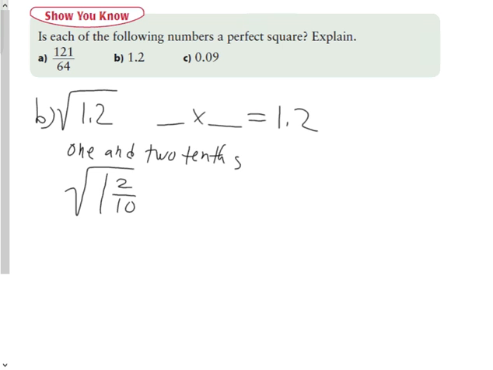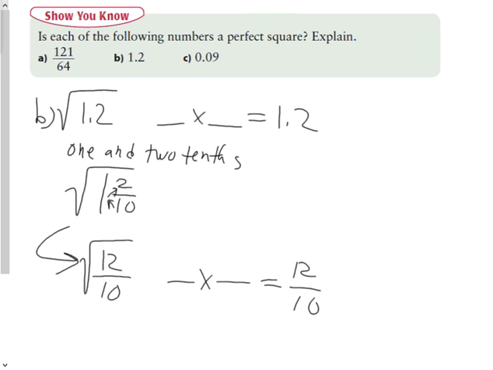So because this is a mixed fraction, remember what I said in the last example, you want to convert this to an improper fraction. So 10 times 1 is 10, plus 2 is 12. So this is the same question here. And the question now is, is the square root of 12 tenths going to give me an answer? Is it going to be possible? Is 12 tenths a perfect square? The answer is no, it's not. And why? Because there is no fraction that when multiplied together gives you either 12 or 10, right? So therefore, 12 tenths is not a perfect square.